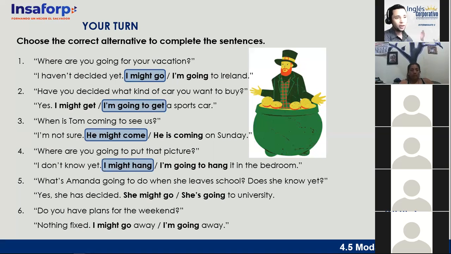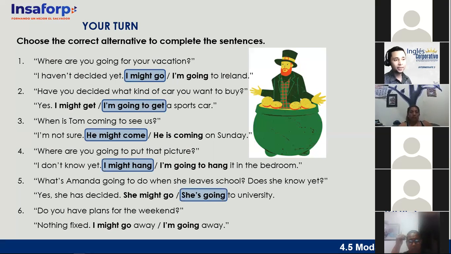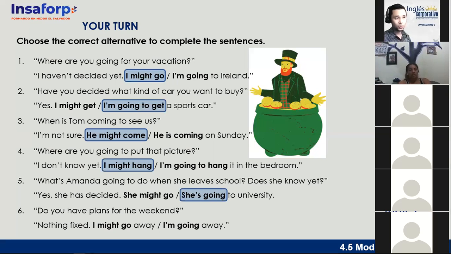Number five, a volunteer, please. Rebecca, what's Amanda going to do when she leaves school? Does she know yet? Yes, she has decided. She's going to the university. Correct. Very good. She has decided. That means she is sure. So she's going to university. Very good. Thank you, Rebecca. And number six, volunteer, please.